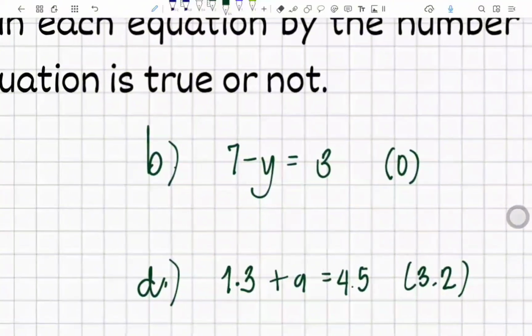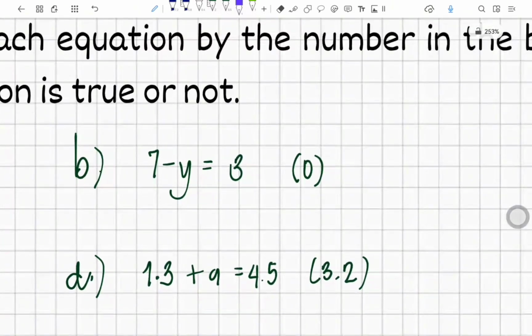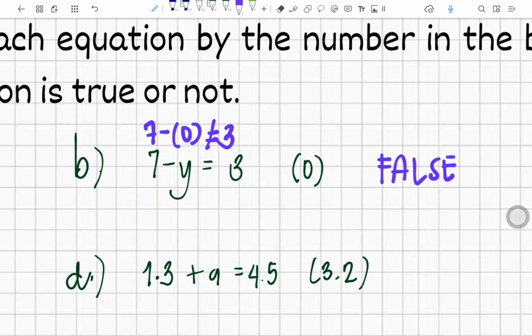Letter B. 7 minus y equals 3 and our y is equal to 0. Is it true or false? The answer is false. Why false? Because if you change your y to 0, 7 minus 0 is not equal to 3.